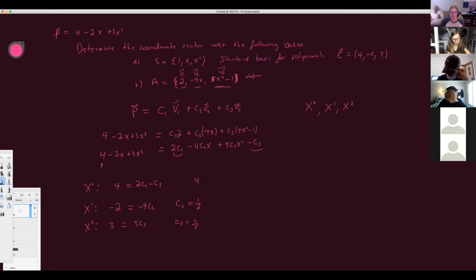Yeah? And now I can plug it all in here to get C1. So I get 4 is equal to 2C1 minus 3/5, right? Now pulling it over, I'm going to have 2C1 is equal to 23/5, right, guys? That seem right? So C1 is 23/10, which of course is just 2.3. Yeah. So do you see how this works?